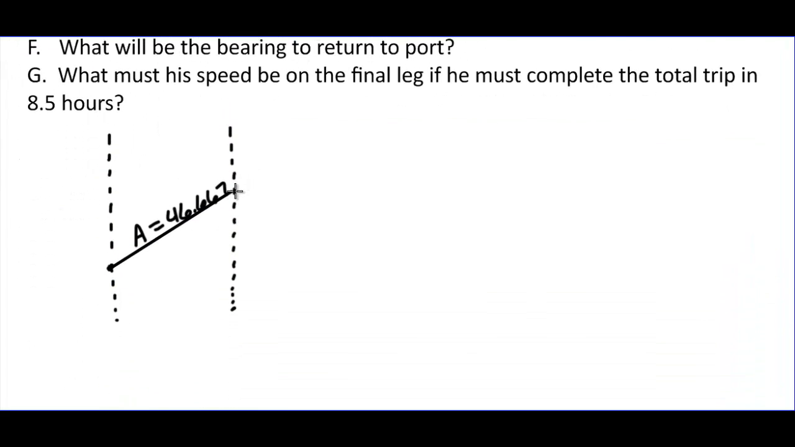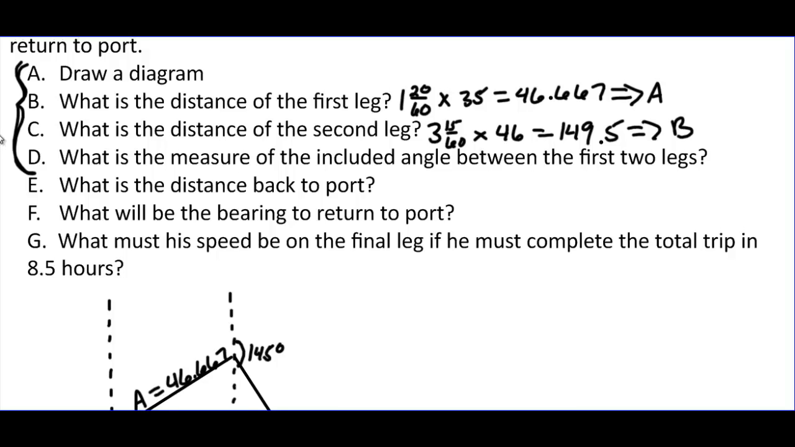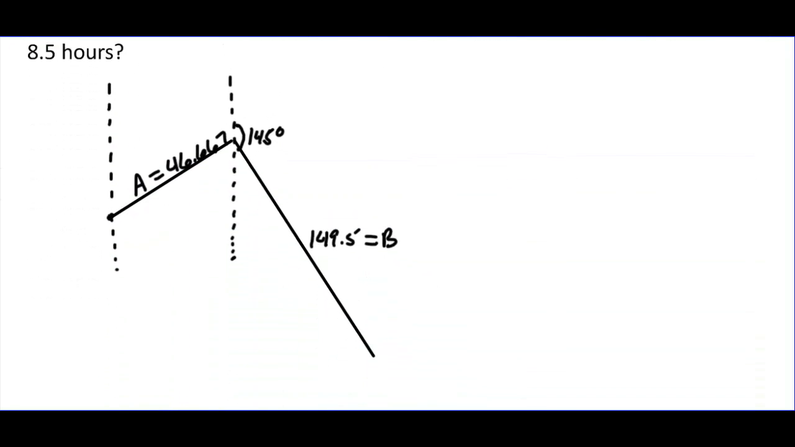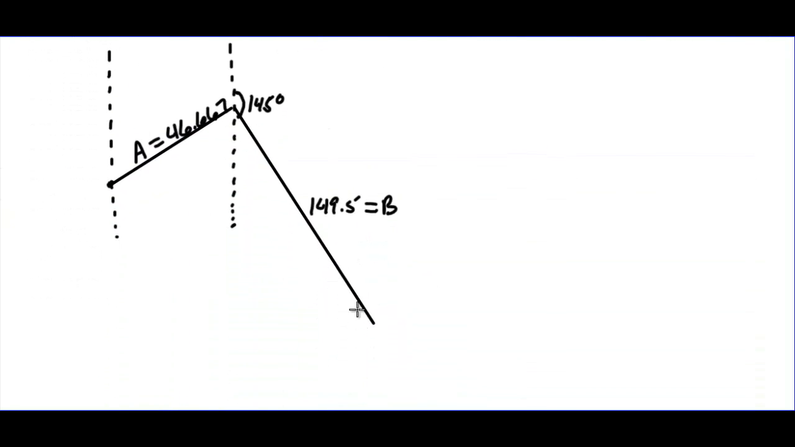So I need 145 degrees, and it's much longer than the previous one. So let's say that is 149.5, and we've stored that into B. This angle right here is 145 degrees. So there's not quite A, B, and C, because we have to finish this out, and they have to go back to port, so this is the vector that represents going back to where they started from.